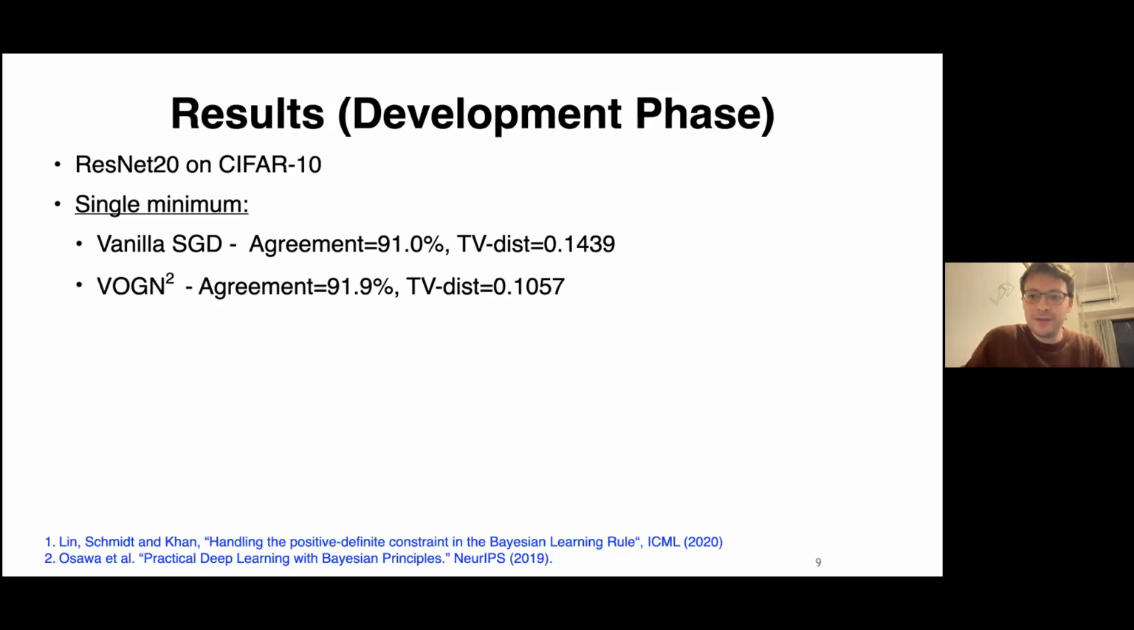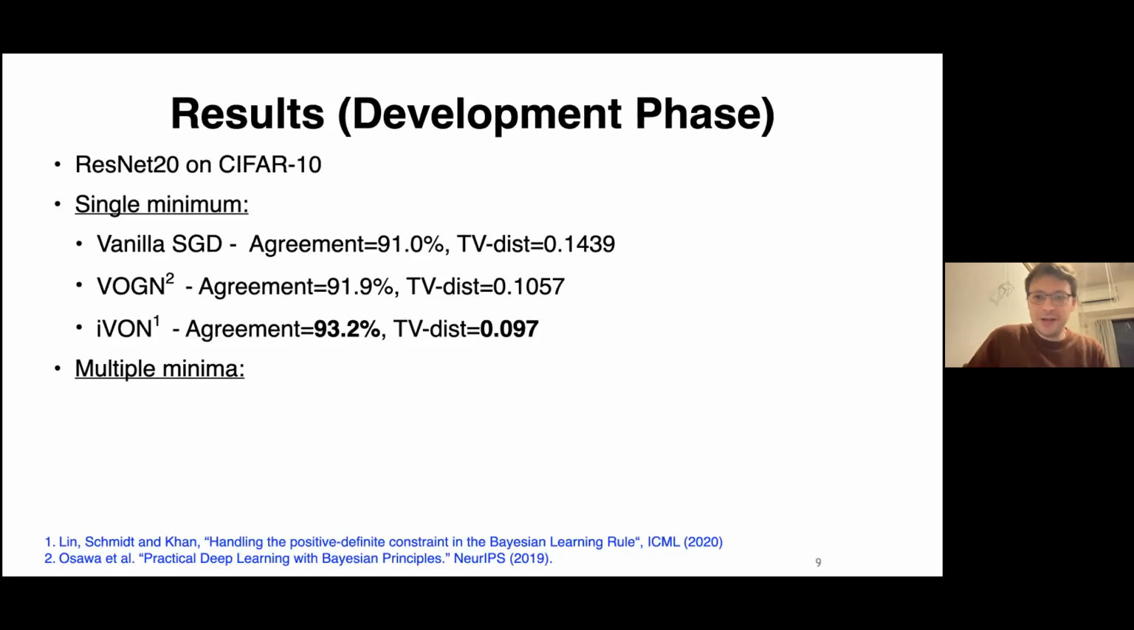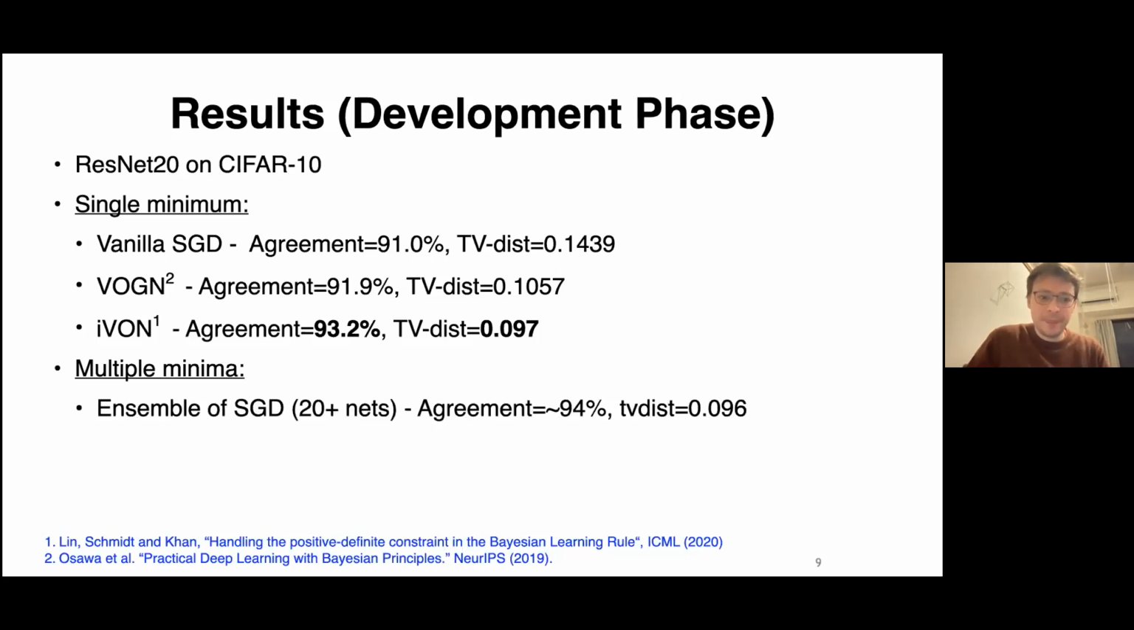Then we implemented the Wogen method, which gave an agreement of almost 92% and a TV distance of 0.1057. And finally, we also implemented this I1 method, which gave the best results for the single minimum. And then we also tried to evaluate a baseline which covered multiple minima, which was just a naive ensemble of SGD, which turned out to be very competitive. So it gave 94% agreement and even a better TV distance than this I1 optimizer.